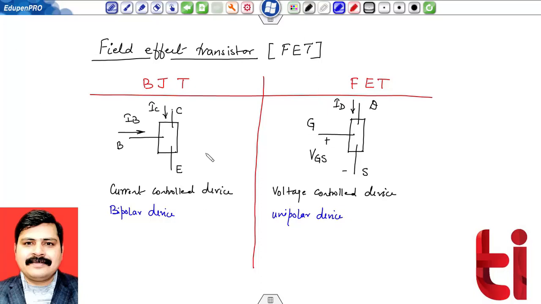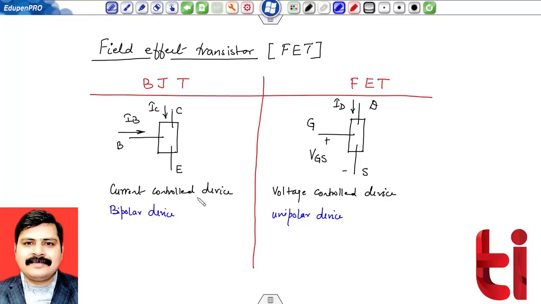It means that in case of BJT, the charge carriers are both electrons and holes. However, in case of the FET, the charge carriers are either electrons or holes depending upon the type of FET. Like we have discussed two types of BJTs, NPN and PNP, similarly FET will also be of two types, generally N channel or P channel. In N channel FET, the only charge carriers are electrons, whereas in P channel field effect transistor, the charge carriers are holes.